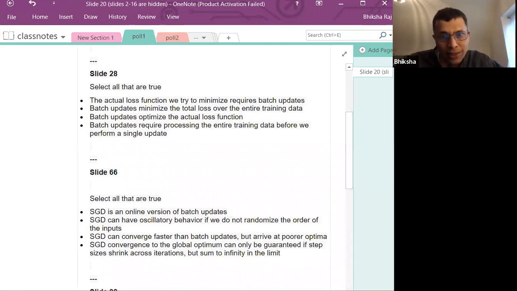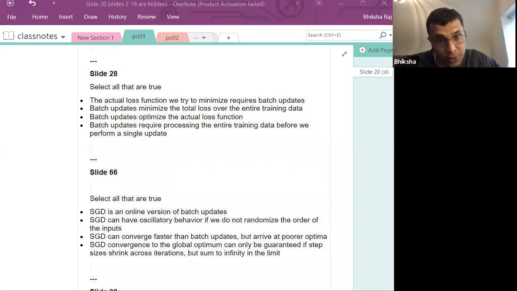Okay, to answer the question, all of these options were right. The loss function is not the same as the loss, it is the empirical risk, remember? So the loss function we try to minimize is the average divergence over the entire training data, which means if you want to minimize the actual loss function, you must minimize over the entire training data. It requires batch updates. So batch updates do minimize the total loss over the entire training data, and so they optimize the actual loss function.